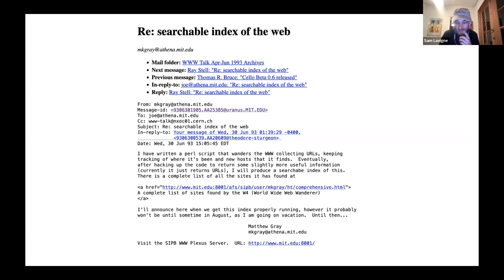The first automated scraper was called the Wanderer. This is a screenshot of the announcement about the Wanderer. This project was born in 1993, shortly after the creation of the web itself, and it was made in an attempt to track and understand the early web's exponential growth, right? So Matthew Gray, who wrote the project, announced that, quote, "I have written a Perl script that wanders the www, collecting URLs, keeping track of where it's been and new hosts that it finds. Eventually, after hacking up the code to return some slightly more useful information, I will produce a searchable index of this," right?